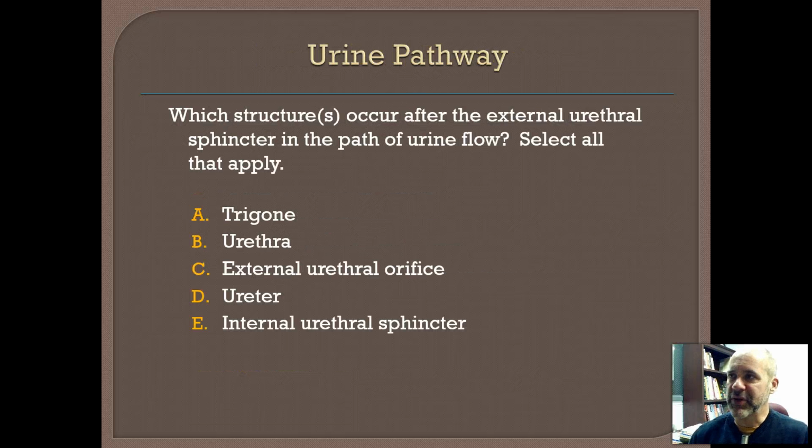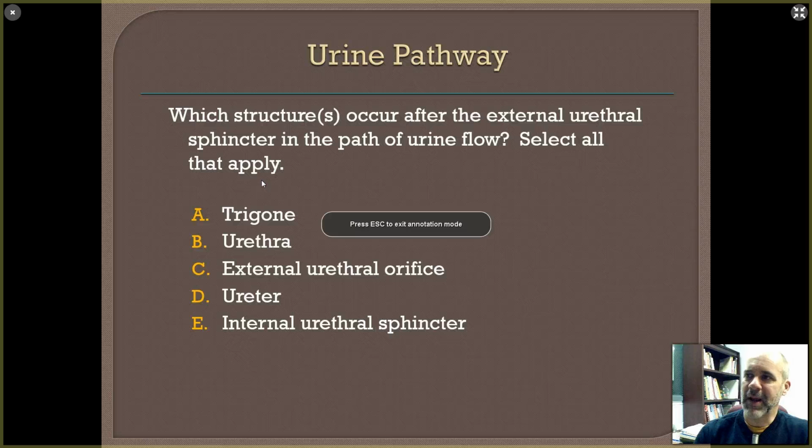Urine pathway: be sure you review the pathway of the filtrate through all of the structures we've discussed, all the way from the Bowman's capsule to the point where it exits the body. So what structure or structures occur after the external urethral sphincter in the path of urine flow? Select all that apply. So let's go through these. Go back and look at the diagrams and the pictures, because you might get fooled by at least one of these on here.